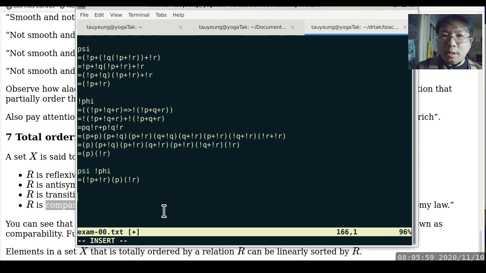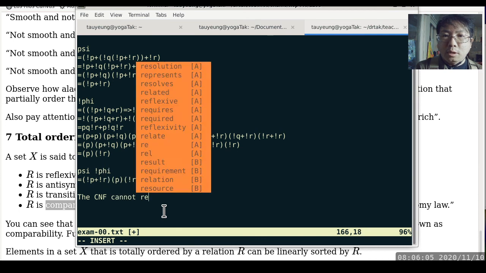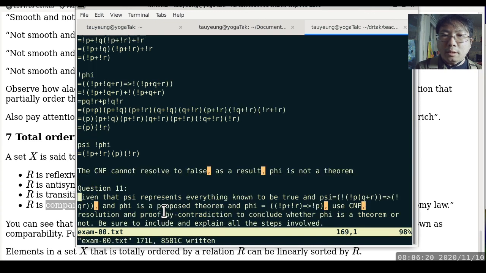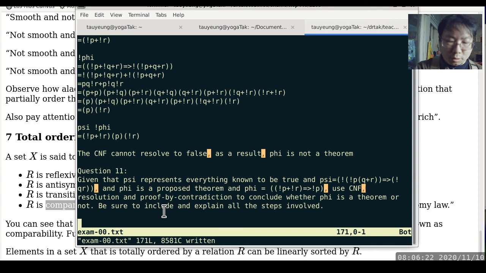So now we can say the CNF cannot resolve to false. And so as a result, phi is not a theorem. There we go. And we are now getting to the last question. I'm looking at the time.